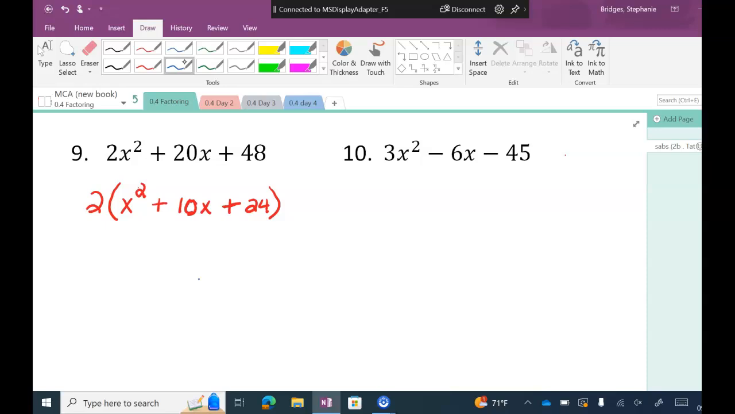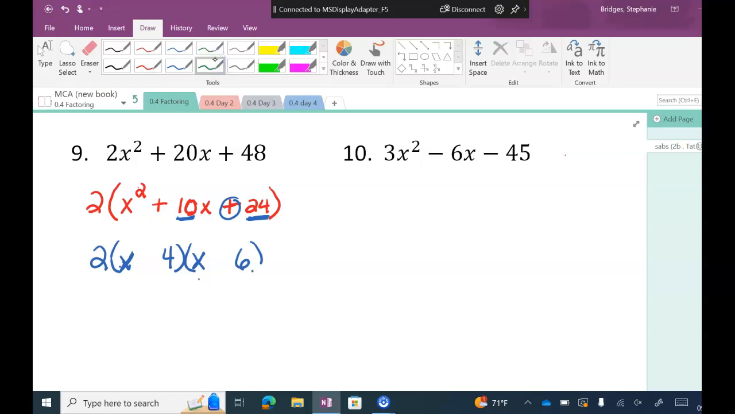And I want to know, are there numbers that multiply to give me 24 and add to give me 10? Think about that. 6 and 4. Okay, so what we do is that 2 that we pulled out, it does not disappear. It just comes down and it stays in front of our parentheses. We're going to set up just like we would if the 2 weren't there. Break down my x squareds. I'm going to put 4 and I'm going to put 6.